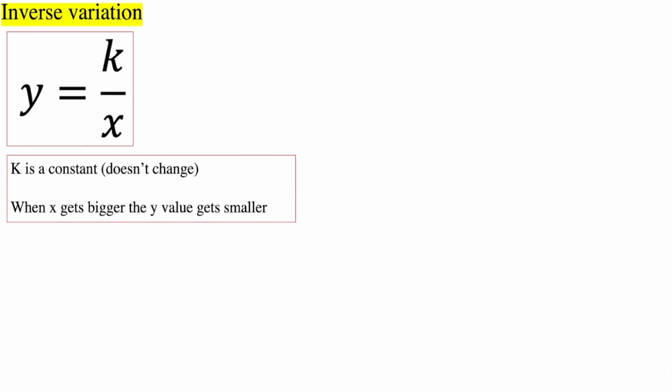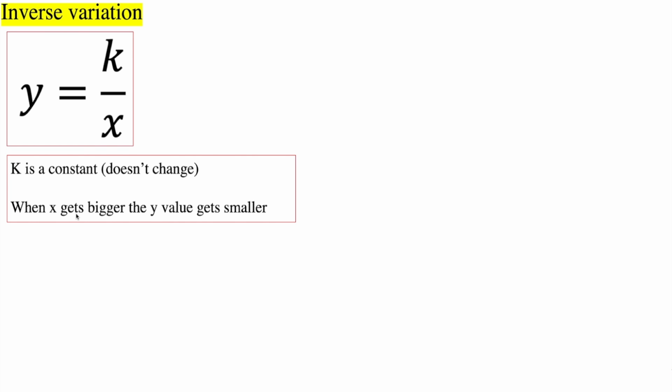In this video, we are going to go over inverse variation, and we're also going to solve two problems. But it's important to first go over what is inverse variation. So here's our formula. It says y is equal to k divided by x. K is a constant, it does not change.